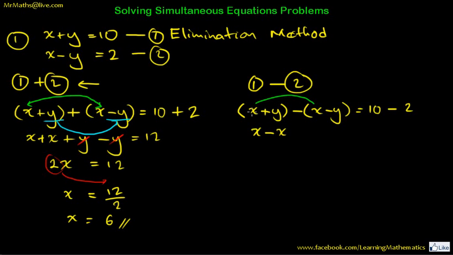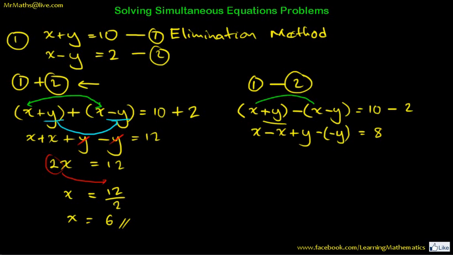We combine x and x, the like variables. There is a minus sign over there, so that is x minus x, and then plus y from here, minus x. What is minus x? y minus y, sorry, not x. Which is equal to 8, because 10 minus 2 is 8.